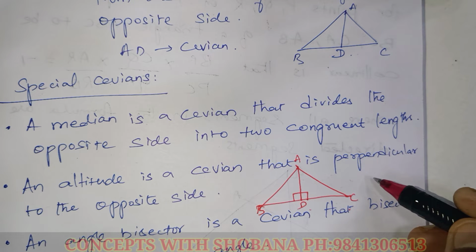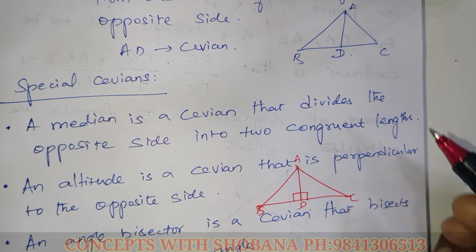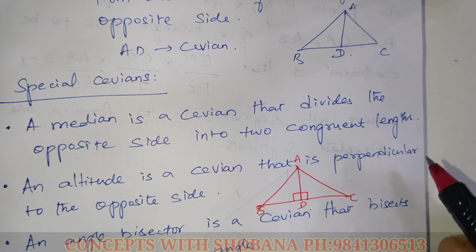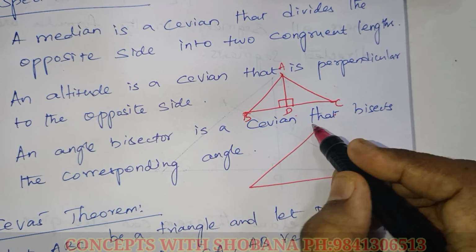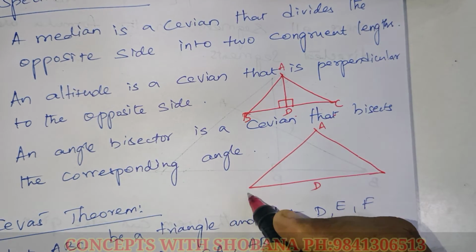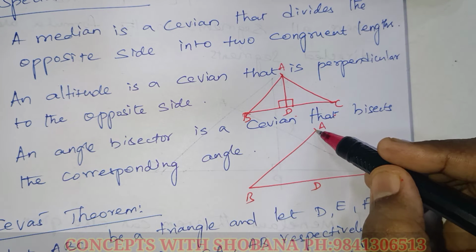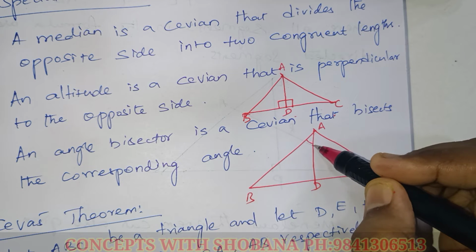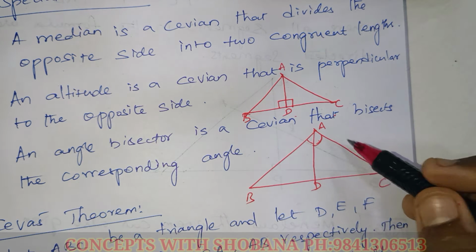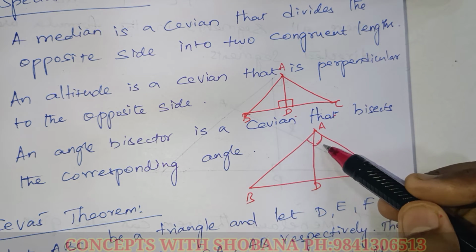Okay, this is the second special CVN. Next is the angle bisector. The same CVN, in the same triangle, if I consider AD to be a CVN, AD will become the angular bisector if it bisects the corresponding angle. This becomes the angular bisector.